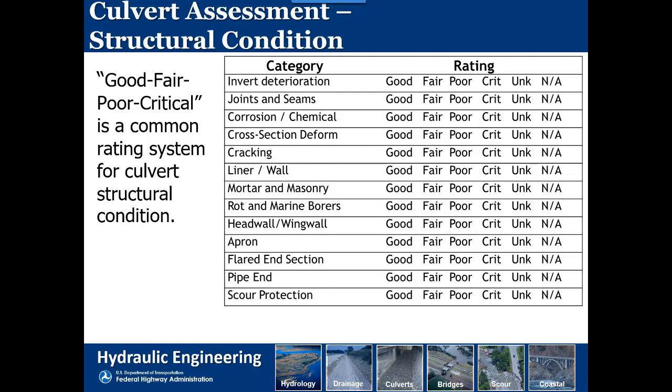So you want to take a look at your aprons and your end sections. We saw yesterday a metal end section. Those come by standard for different sizes of pipes. Look for that kind of stuff. Your head walls, your wing walls, are they in good condition? So those are other parts of the actual structural culvert that you're going to look at and assess their condition as well.